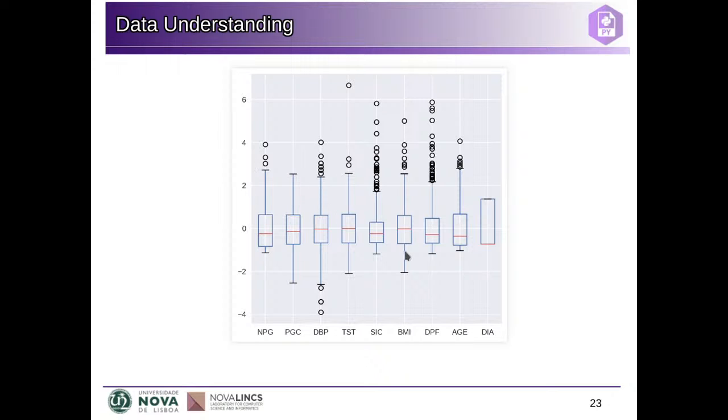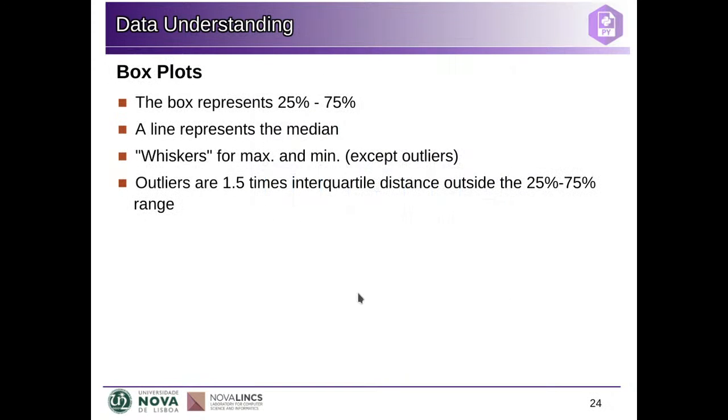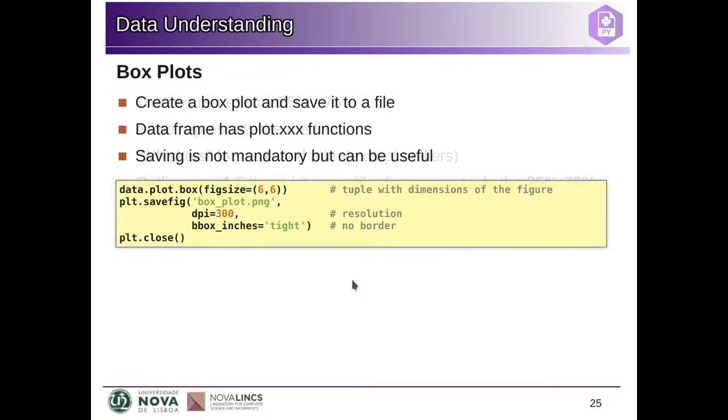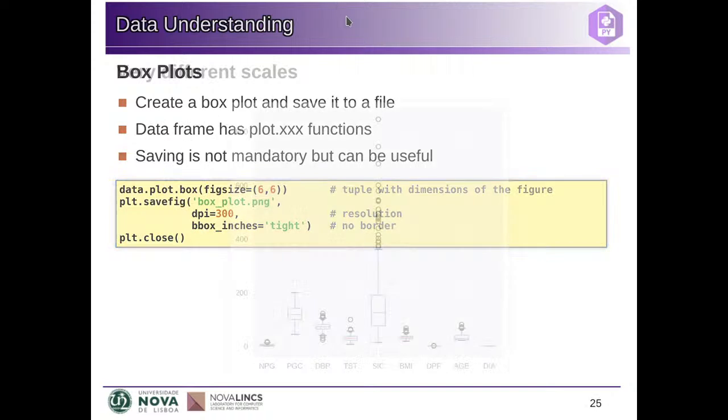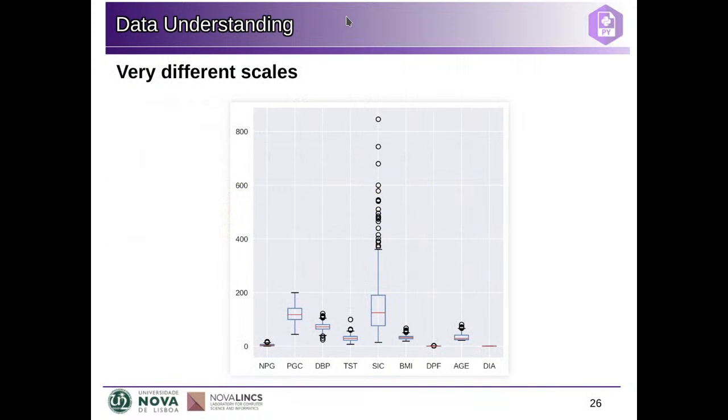And this allows us to see the symmetry in the distribution, the number of outliers, and all those aspects of the distribution just at a glance. So box plots are quite useful for data understanding, for looking at a glance at the distributions, and they are easy to do because we can call the box function from plot in our data, and basically we can just tell what the size of the figure is and so on, and Pandas will do it automatically.